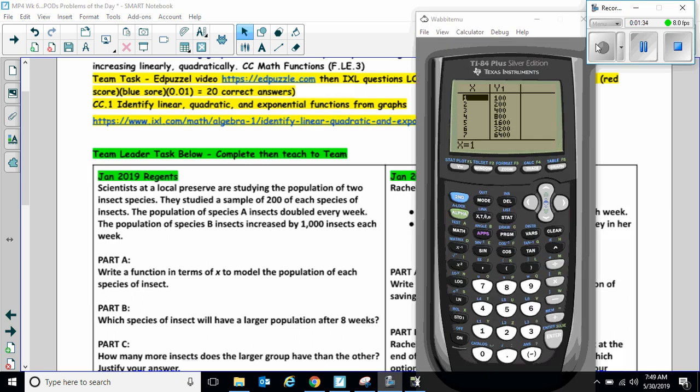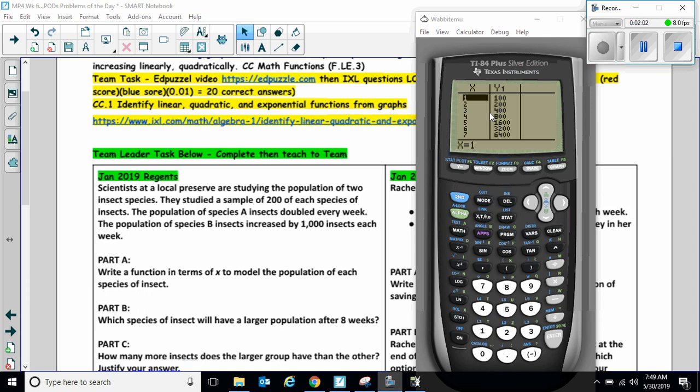Welcome back. Let's start with sample A. We were told that in sample A we're starting with 100, and it doubles every week. So what would that look like? In week 1, we start with 100. Week 2, it doubles to 200. Week 3, it doubles to 400. Week 4, 800, and so on. So how do we get that?